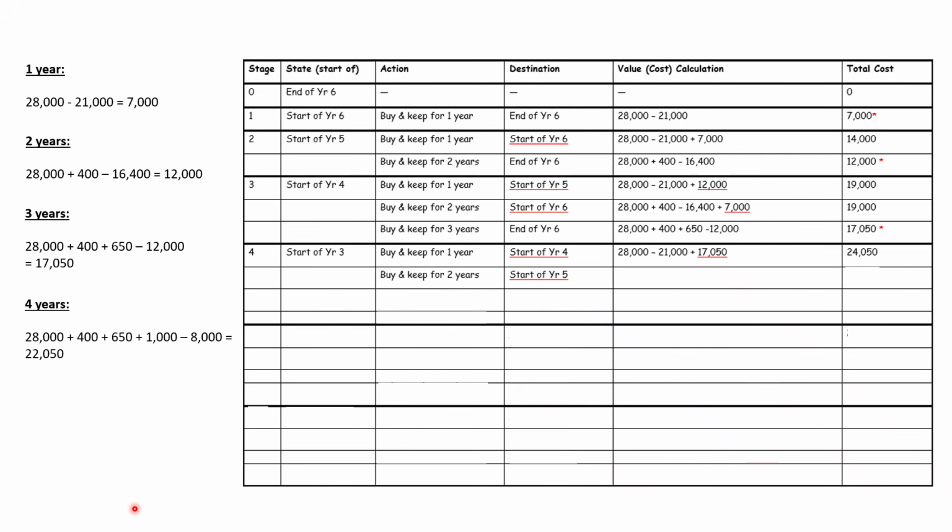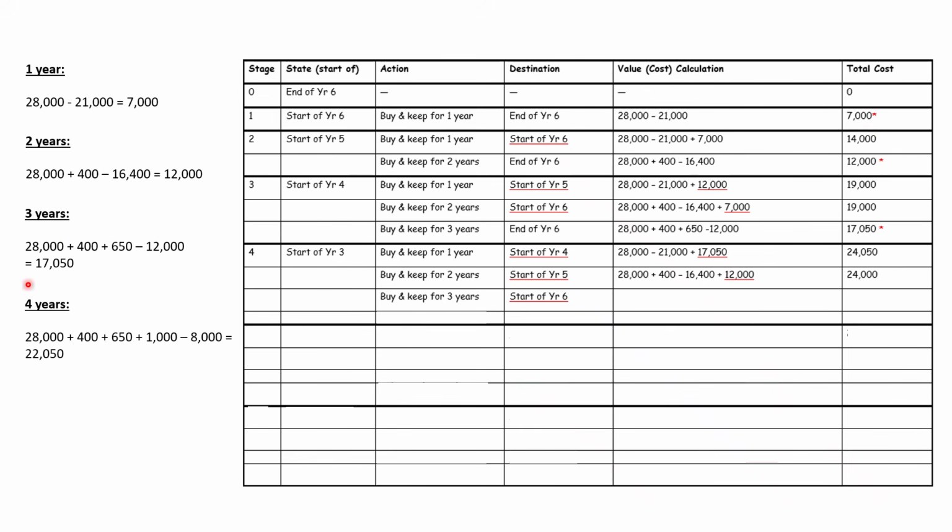If we buy it and keep it for 2 years, it brings us to the start of year 5. So our optimal value with that is 12,000. So that's 12,000 plus 12,000, which gives us our 24,000. We could buy it and keep it for 3 years. That would bring us to the start of year 6, and our optimal value is 7,000.